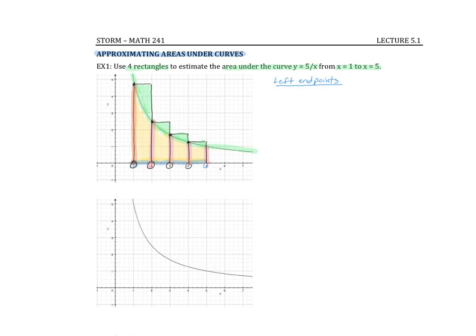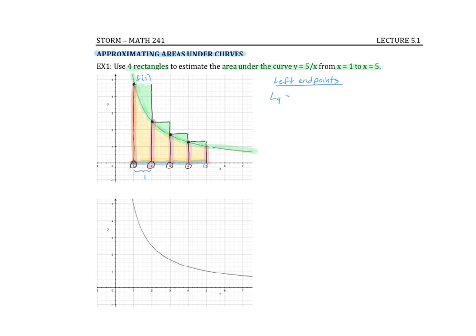So if I was going to compute the area of these rectangles using the left endpoint, so I'll use L for left endpoint, and I have 4 rectangles or 4 intervals, it's going to be the length or base, which in this case is 1, times the height. So the height of this first rectangle is going to be the y value when x is equal to 1, or f of 1.